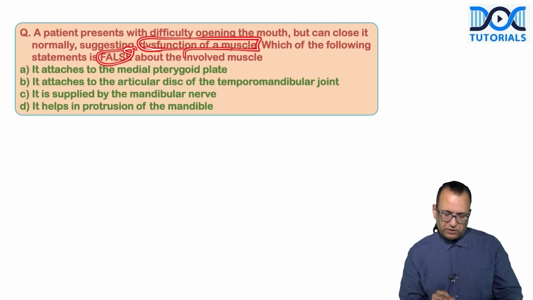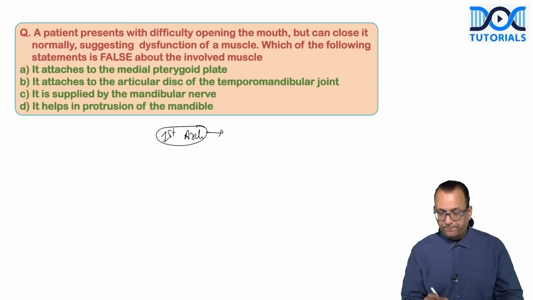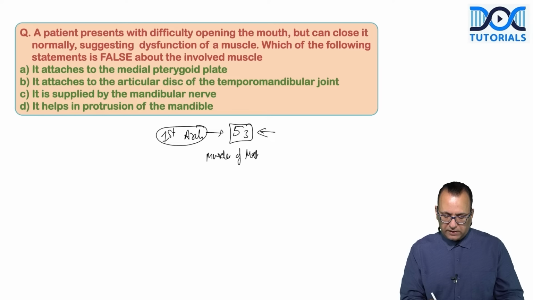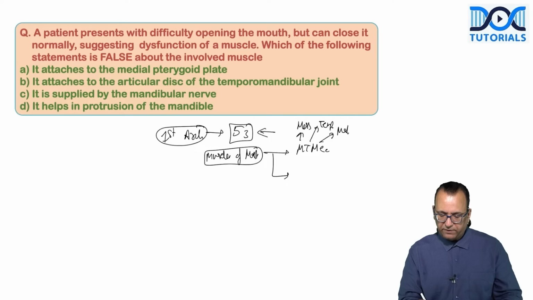So there is a dysfunction of the muscle, which is lateral pterygoid. What is false about the muscle? You have to remember these muscles of mastication develop in the first arch, and the first arch is supplied by the mandibular nerve branch of trigeminal. In these muscles of mastication, there are three elevators, MTM elevators: the masseter, the temporalis, and the medial pterygoid. They are elevators of the mandible and close the mouth.